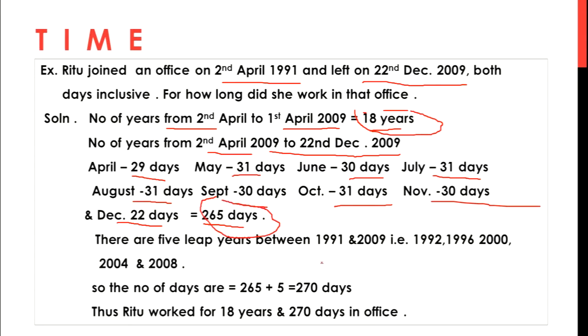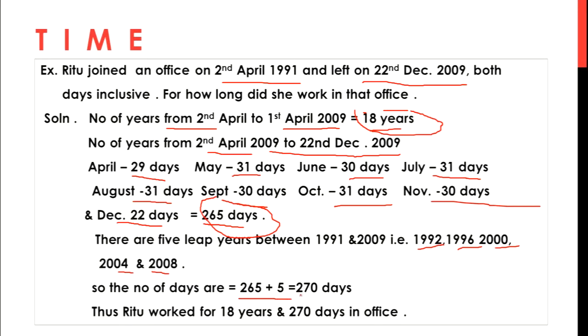Now one more problem comes in this example, that of leap years, because the tenure was quite long. Therefore there may be a few years which are leap years. Counting the leap years, they are 1992, 96, 2000, 2004 and 2008. That makes 5 leap years. Therefore, we have to add 5 days to 265 days.